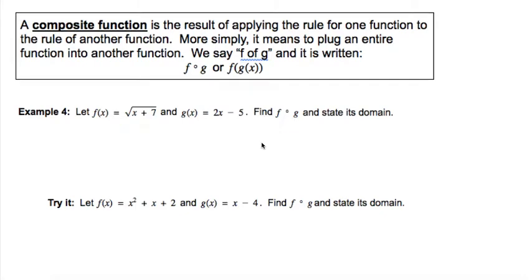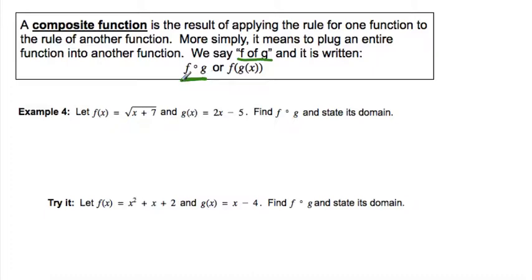All right, the last way that we're going to combine functions is something called a composite function. It's where you take the rule for one function and then do the rule for the other function. But an easier way to think about it means you plug an entire function into another function. So the way it's read is we say f of g. It's written like this, f of g.